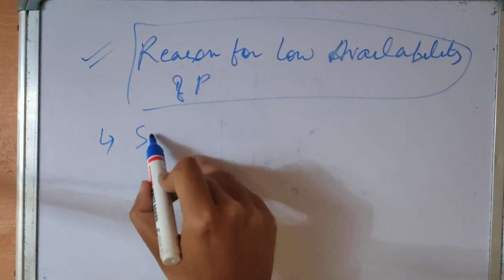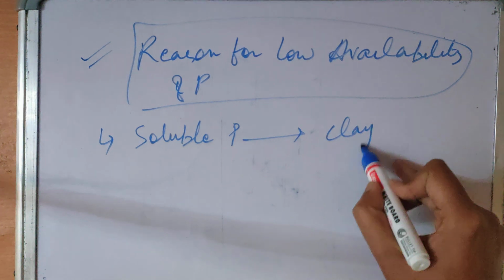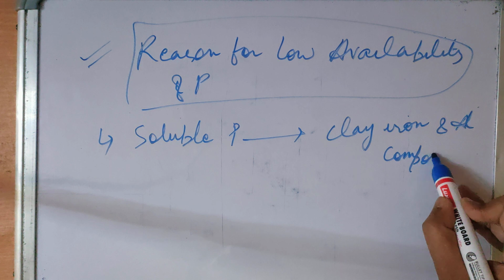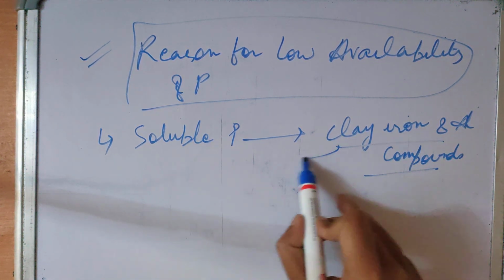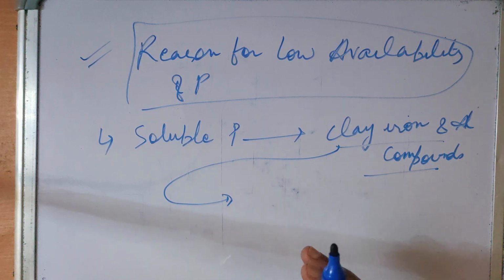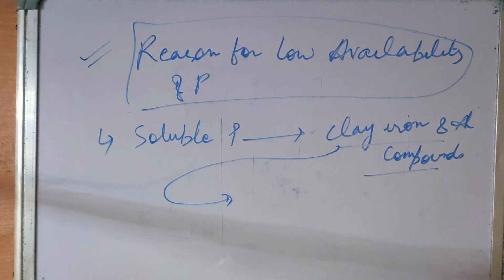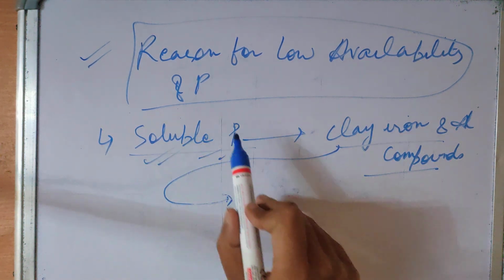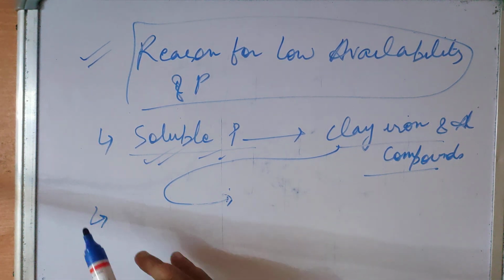Because first point you can write as soluble phosphorus reacts with clay, iron and aluminum compounds. So what it does, due to the reaction it changes itself into non-mobile forms, or not in forms that are readily available to plants, or not in forms that are readily available for fixation. We all know that insoluble phosphorus is good for fixation, while soluble phosphorus is always slow in fixation. So this is the first reason.